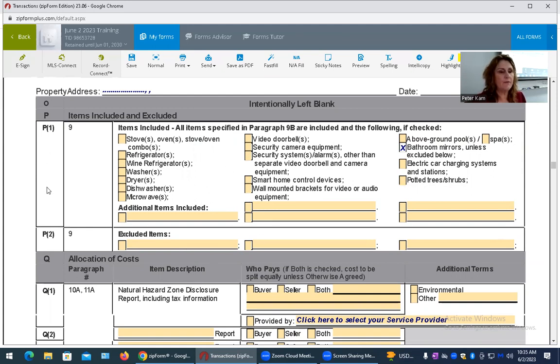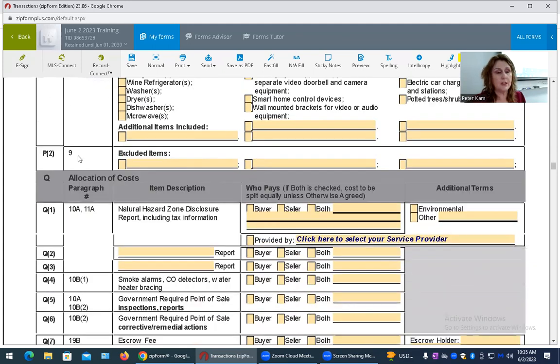And as we said before, I would really strongly suggest that we all read paragraph 9, because there's a lot of things that are included in the sale. So we need to understand that as a listing agent and also as a buyer's agent.